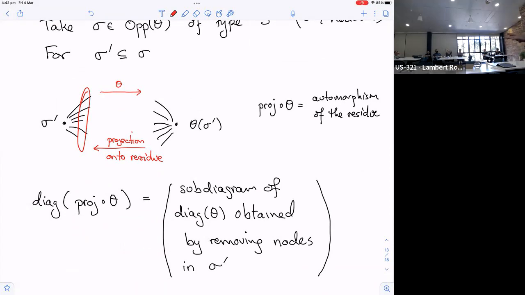subdiagram of our original opposition diagram obtained by just removing the nodes in sigma prime. What that really means, if you think about it, is that if something in here is mapped to an opposite over here, then when you project it back, it's mapped to an opposite in that residue. So it's a different notion of opposite in that new little building there. So something that was mapped to an opposite and then mapped back would be opposite to where it started in that residue. That's what this is saying.